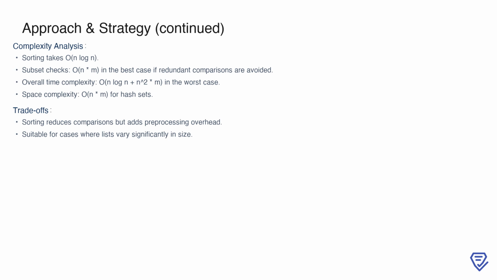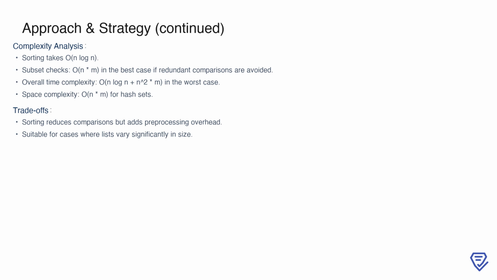The steps are straightforward. First, pair each list with its index and sort the pairs by list size. Then, as we iterate through the sorted lists, we use hash sets to perform subset checks only with larger lists that come later in the order. Sorting introduces an O(n log n) pre-processing step, but it pays off by significantly reducing redundant comparisons during the subset checks. The overall time complexity is O(n log n + n² * m) in the worst case, though the reduction in comparisons means the average case can perform much better.